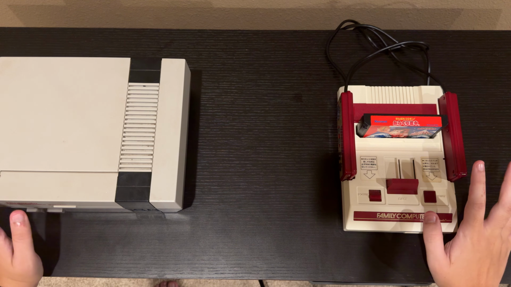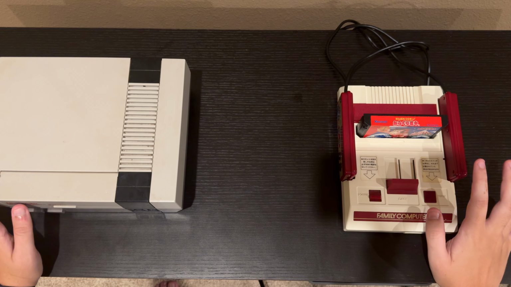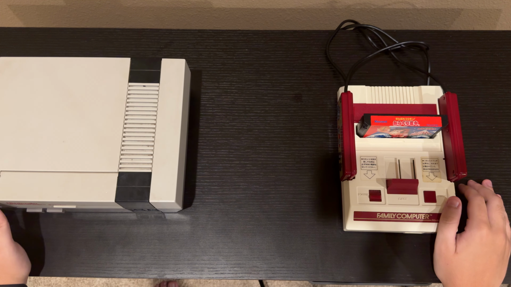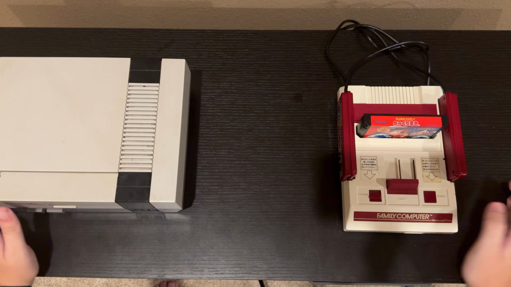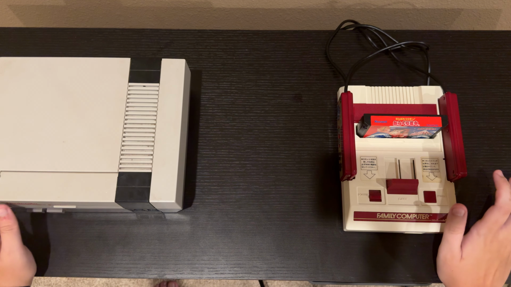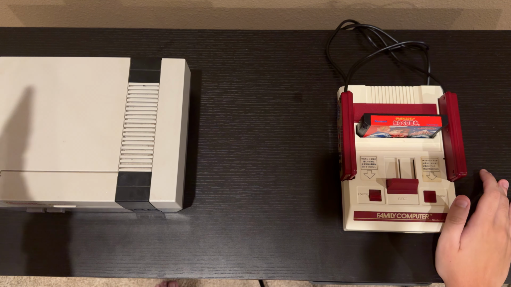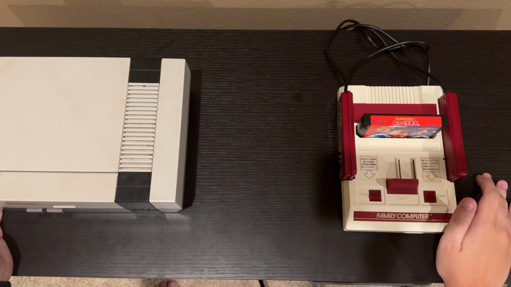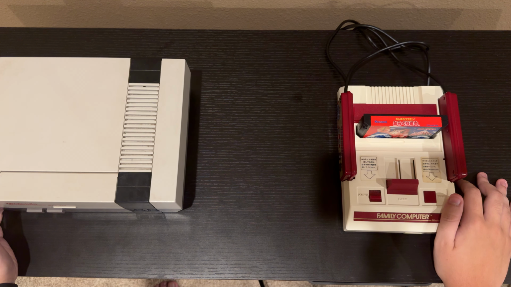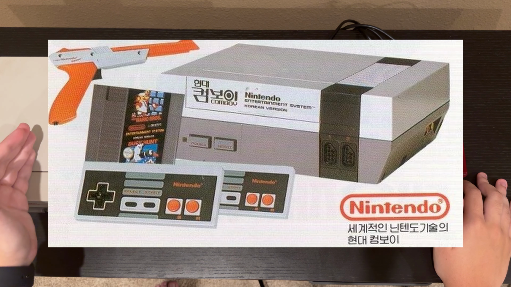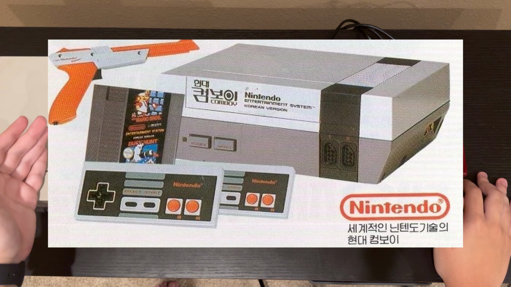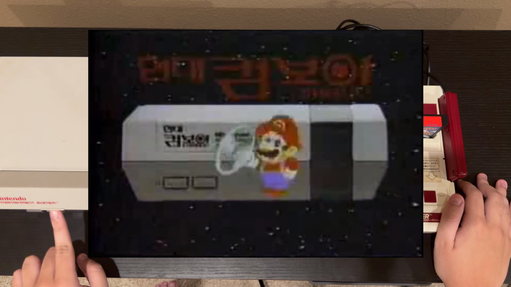Yes, there is. Korea, at the time, was not allowed to import Japanese things. Because of World War II, Korea didn't really like Japan for very obvious reasons. But Nintendo wanted to sell the console in Korea, so they partnered with Hyundai, yes, the same Hyundai that you're thinking of, to make the Hyundai Comboy, which is basically just an NES that says Hyundai Comboy in Korean. It is not any different other than the logo.